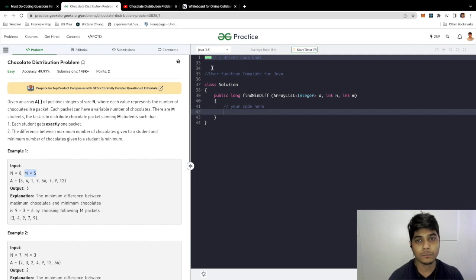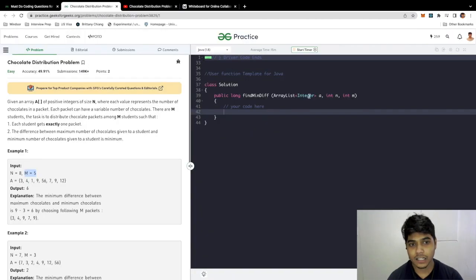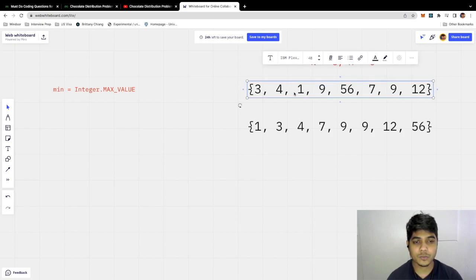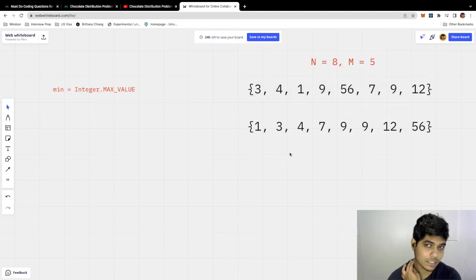So that's the problem. I'm going to show you the algorithm that we can use to solve this problem. Initially we get an array. In the code, we're getting an array list, so it's pretty much the same. Once we get the array, we sort it in ascending order, and then we make use of one variable called min. This will hold the response that we're supposed to return from our algorithm.